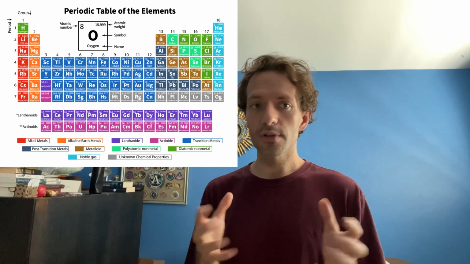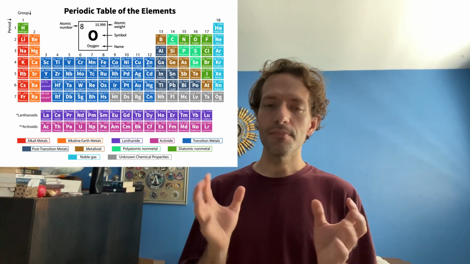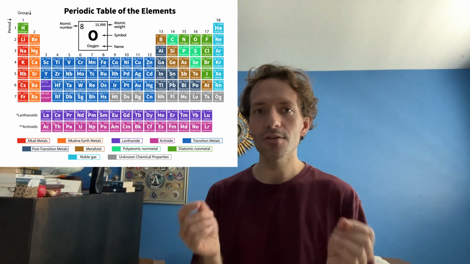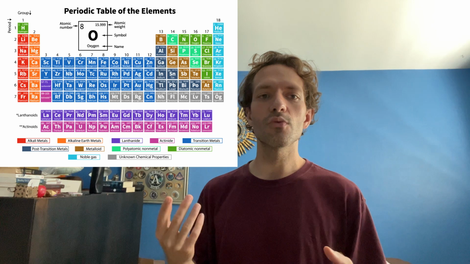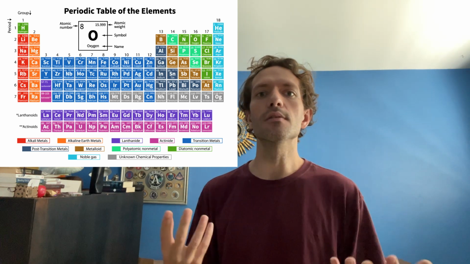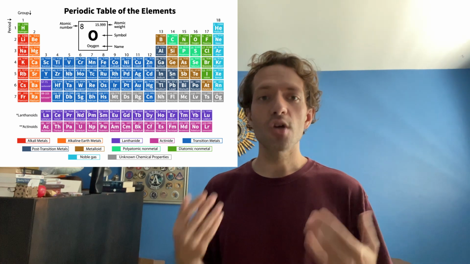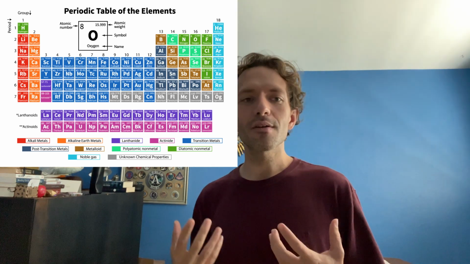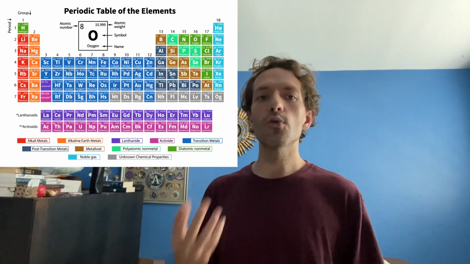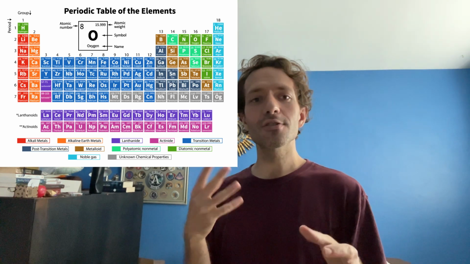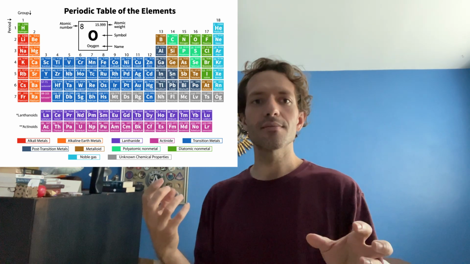This octet rule ensures stability, as a complete valence shell means that an atom is energetically balanced and doesn't need to form bonds with other atoms to fill its shell. Similarly, when our 8 chakras are aligned, we experience a state of spiritual stability and wholeness, just like a noble gas with its full outer shell.